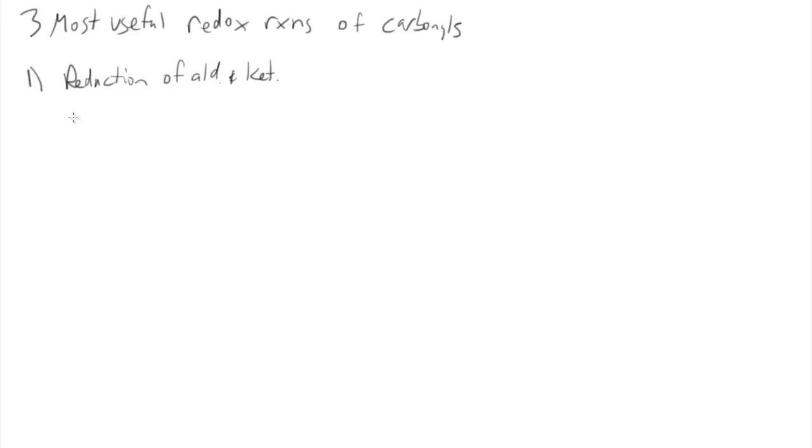So let's look at three of the most useful redox reactions for carbonyls. The first one will be reduction of aldehydes and ketones to alcohols. And we'll look at the generic examples first, then we'll look at specific examples. This is either R or H. R if it's a ketone, H if it's an aldehyde. We have to react with some kind of a reducing agent, something that's going to add hydrogen to form the alcohol.